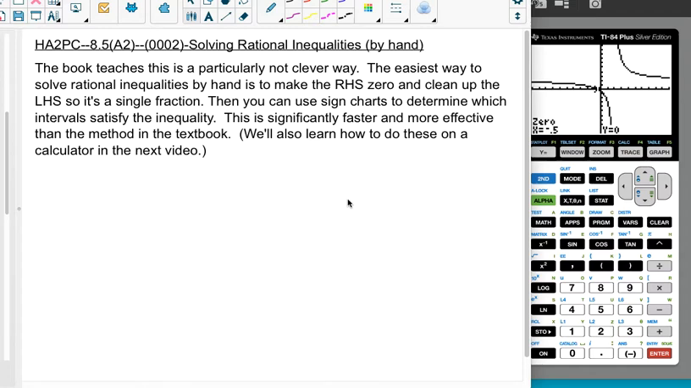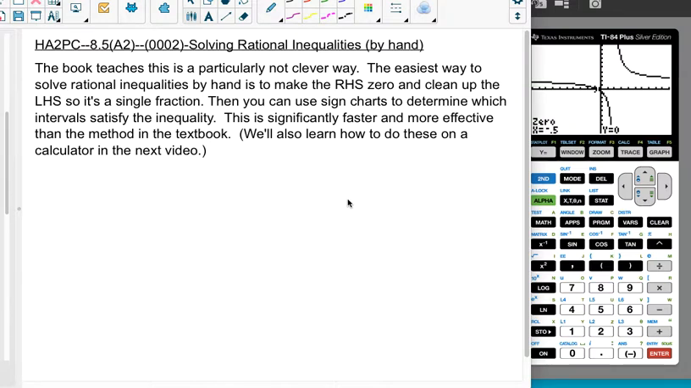All right, this is Honors Algebra 2 Pre-Calculus. We're doing 8.5 in Algebra 2, and we're solving rational inequalities by hand in this video, which is the second in the series. So the book teaches this particular skill in a particularly not clever way.